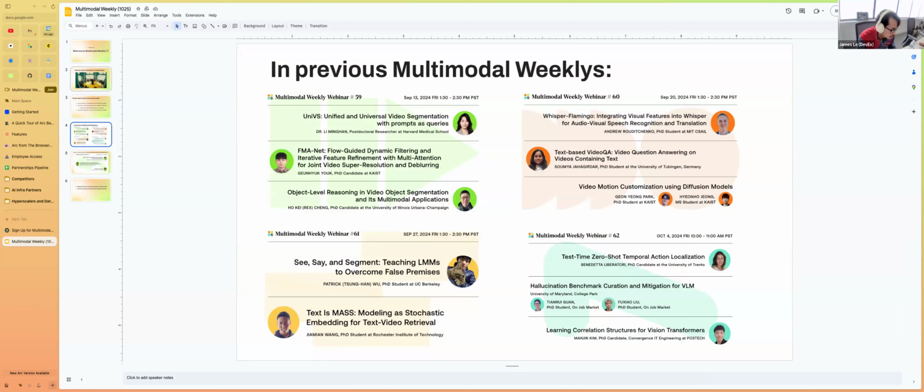I've been focusing a lot on the research side of things recently. You can see here the list of the speakers from some of the recent sessions. Folks working on a variety of domains from video segmentation to video question answering, speech recognition, benchmarking multimodal models, working on video retrieval, etc.